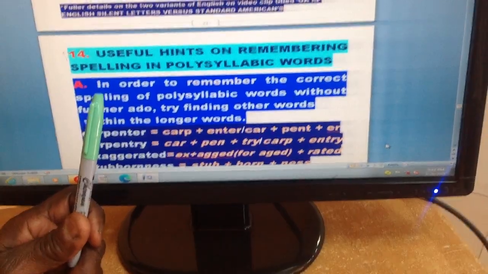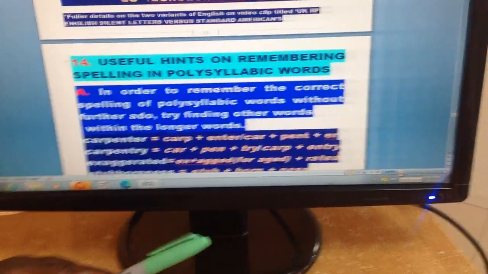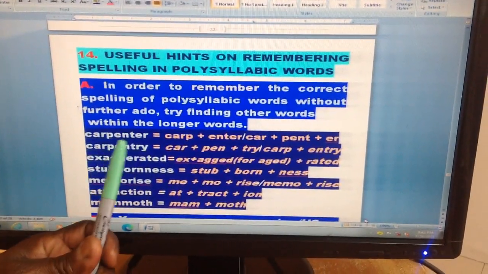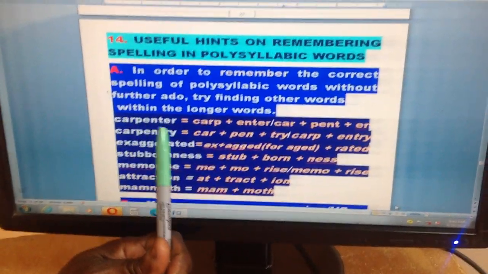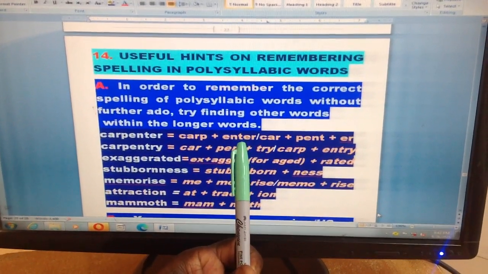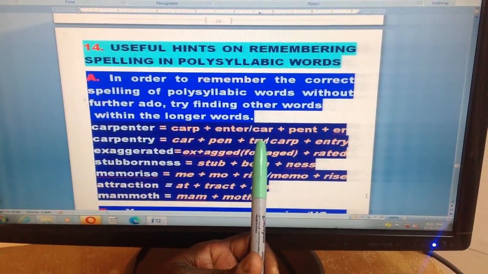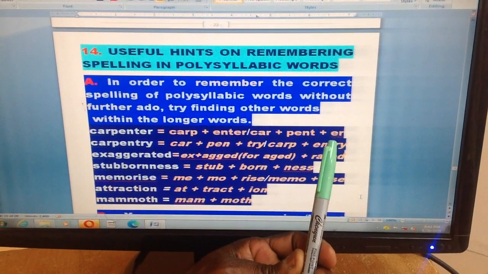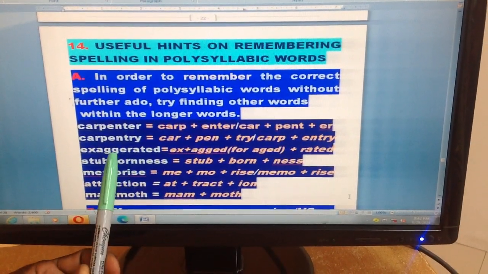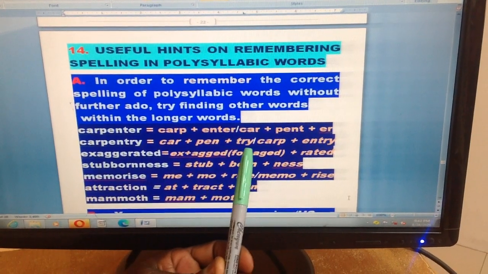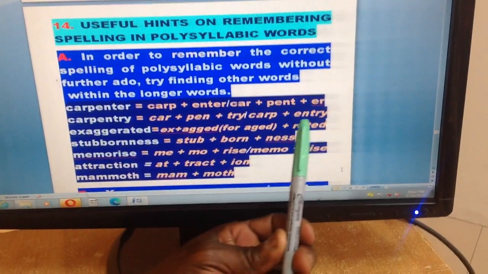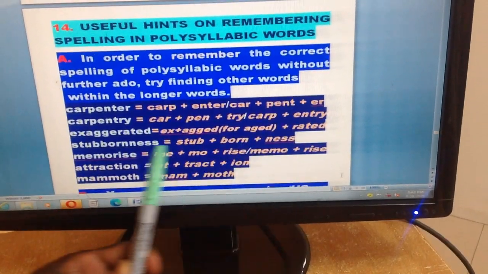Spelling tip number 14. This is how to remember if a word is long. One of the ways to do so is to cut that word, to find other words inside that word. The word carpenter, for instance, you can get carp, an edible freshwater fish. You can get enter, or a car, and then pant, and then the interjection err, like you're hesitating. Carpentry, you've got car, and pen, and try. And then you can also do carp, the same edible fish from fresh water, and entry, admission.